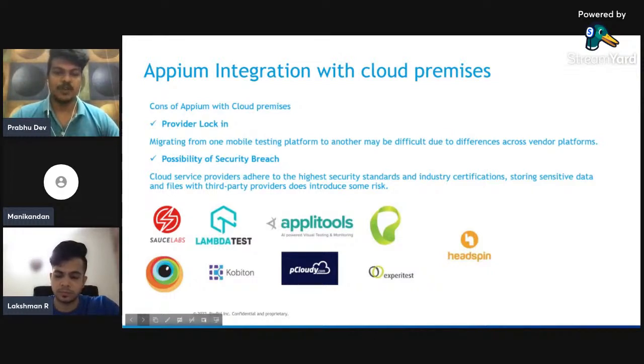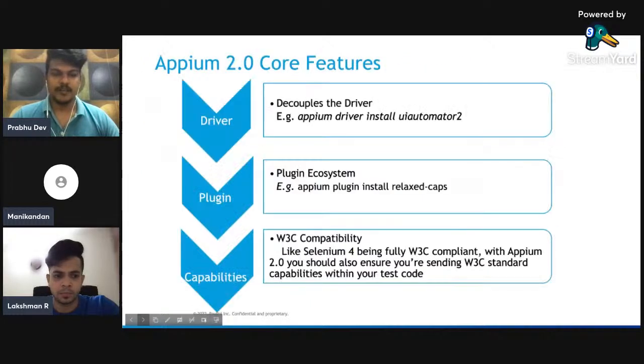These below are the cloud premises supporting Appium. The first one is Sauce Labs, which, as we know, is developed by the Appium devs, so we are using that. Apart from that, there are LambdaTest, BrowserStack, Kobiton, HeadSpin, Perfecto, and some others. The other important tool is Applitools, which helps us perform visual testing from our end.